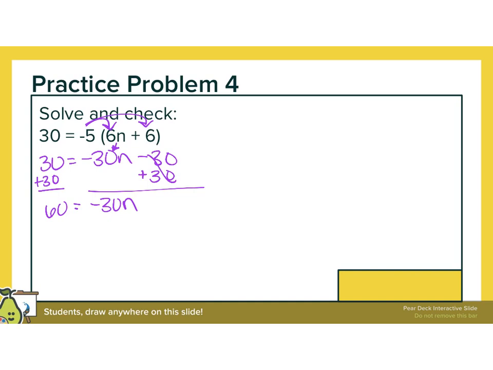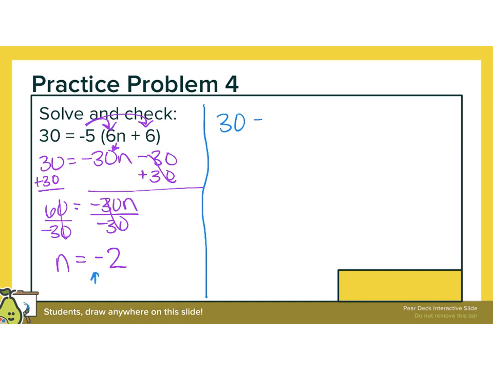Isolate my variables, so I need to get rid of this -30 by dividing. So n equals -2, I think. Now I need to check it to make sure I did that right. So I'm going to rewrite this equation, but instead of n, I'm going to put a -2 in its place.